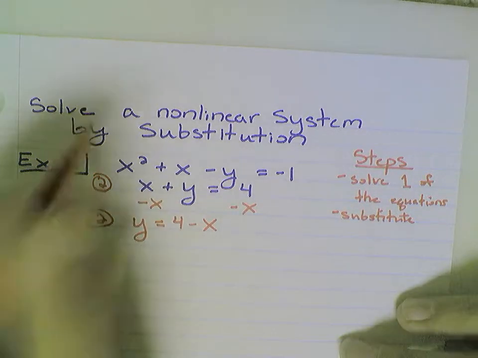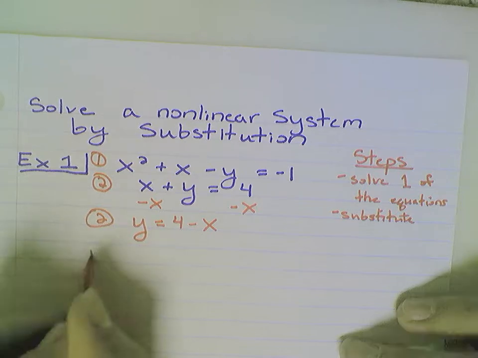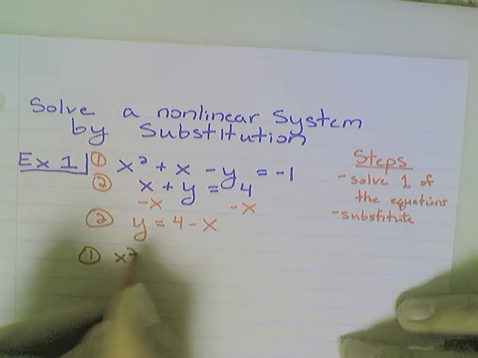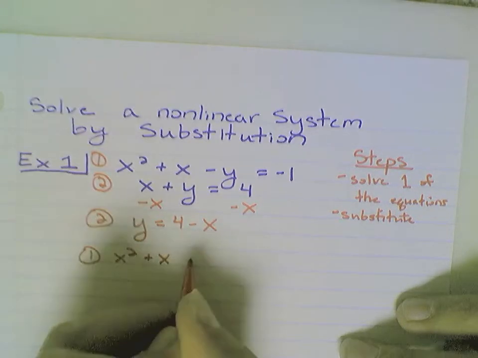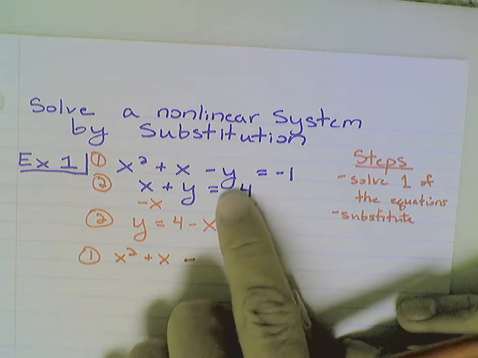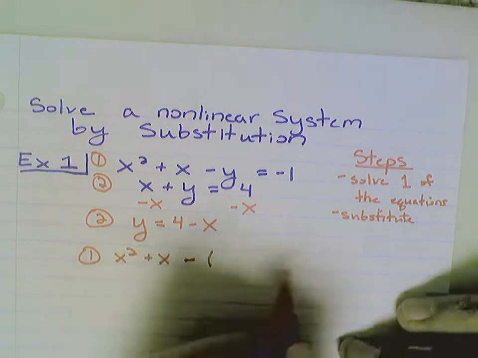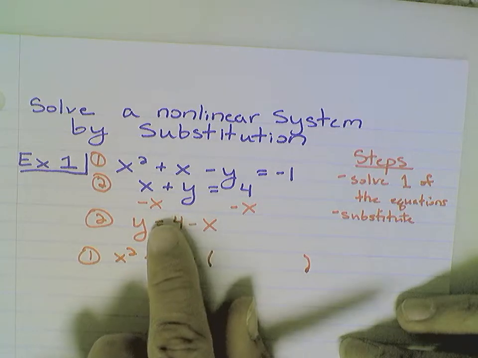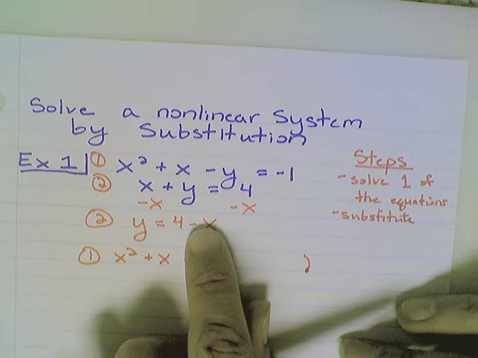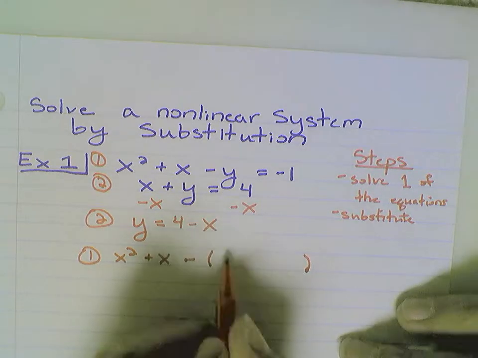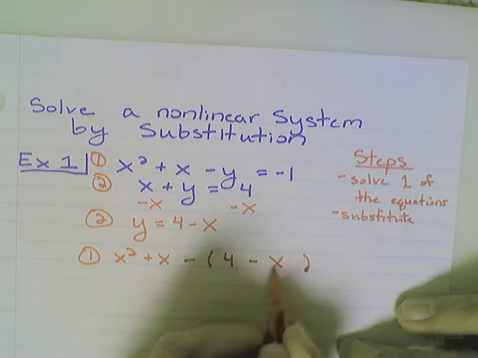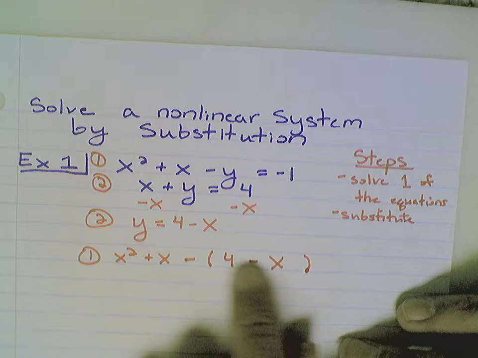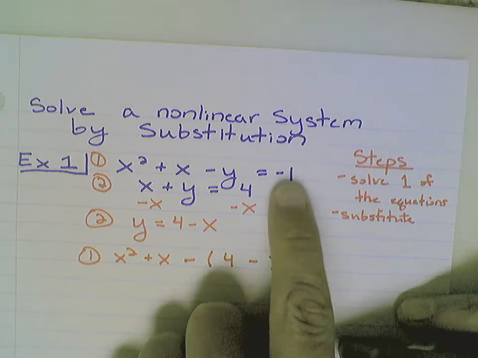So I can now rewrite equation 1 as x squared plus x minus, and instead of writing minus y, I'm going to put parentheses because I'm making a substitution, and then substitute what y is equal to instead of writing y. So I'm going to write 4 minus x. And then this whole equation is still going to be equal to -1.